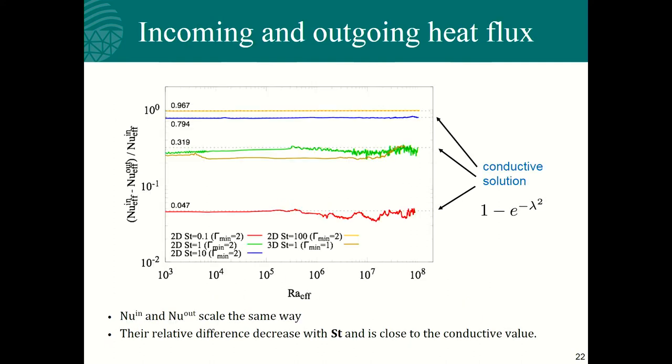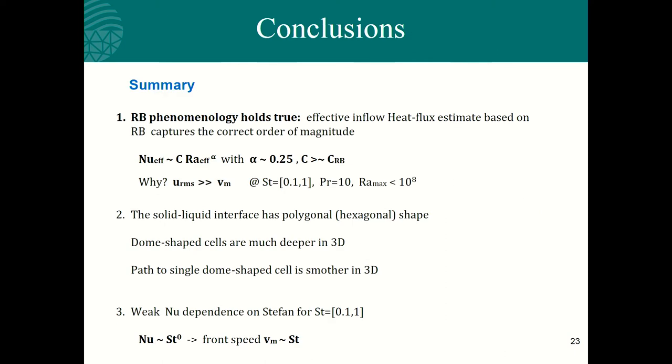And the other fact that we can see is the relation between Nusselt in and Nusselt out. It more or less stays at a constant value and is really close to the solution of the conductive case. This is good news because it says that there is a relation between heat coming in and out of the system, and it can be used for different applications in tuning the global system, global simulations.